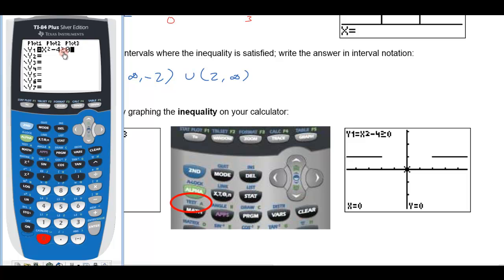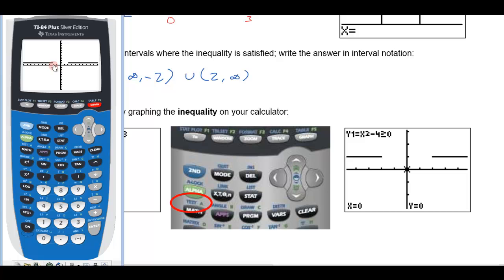Now we call that a relational operator, and what it does is it tests if x squared minus 4 is greater than or equal to 0, and if it is, then it's going to return the number 1. So this is actually going to graph the number 1 wherever this is true. And if x squared minus 4 is not greater than or equal to 0, if it's false, it'll graph the number 0.